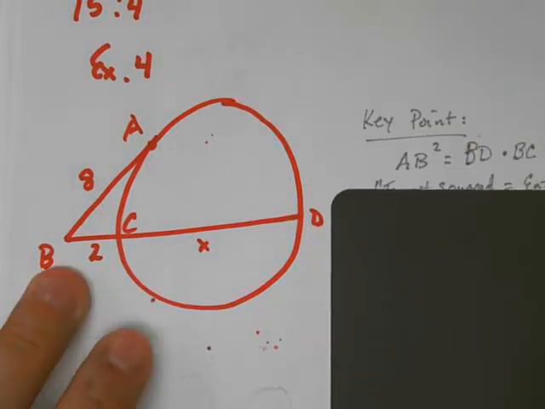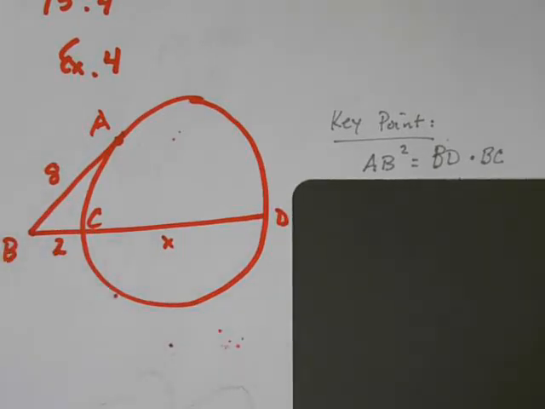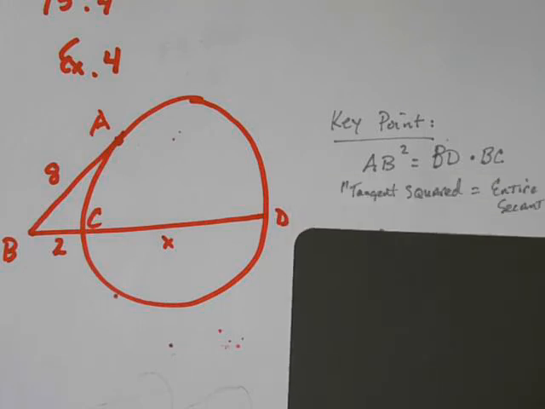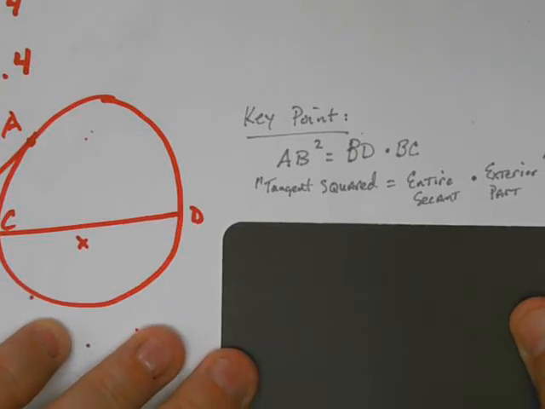Here's the key point. AB squared is equal to the secant times the external segment of the secant. Make sure you write that down. Tangent squared is equal to the entire secant times the exterior part.